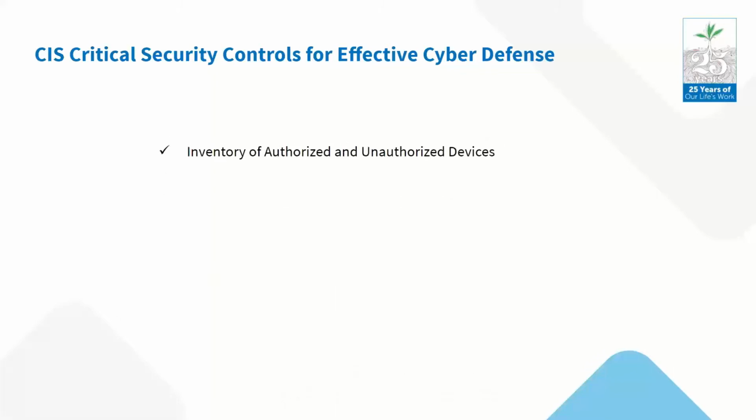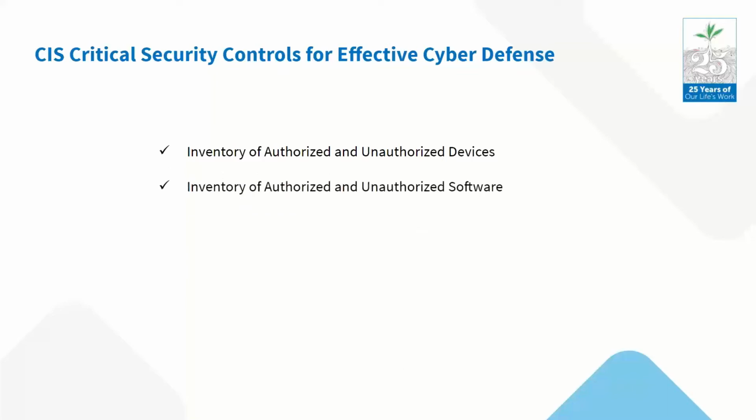The first one, what they say is, take an inventory of authorized and unauthorized devices in your network, or I would put it as in your organizations. You need to have an inventory of what are the devices that are authorized and unauthorized devices as well. In today's context, we also talk about zero trust model, where you don't trust the device until you verify those devices. That also comes into the picture.